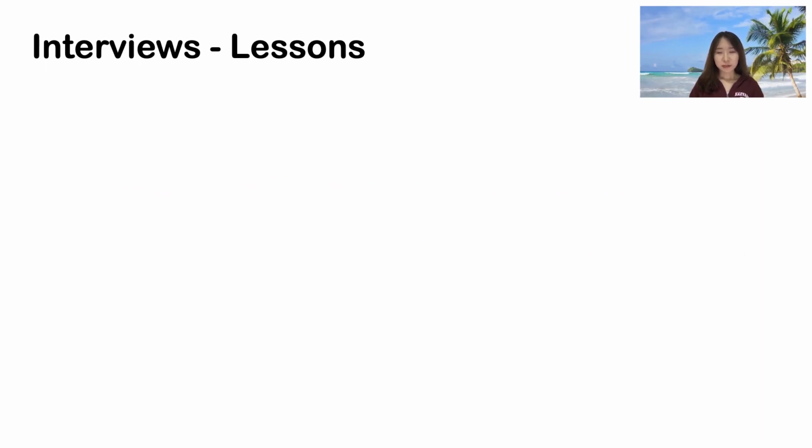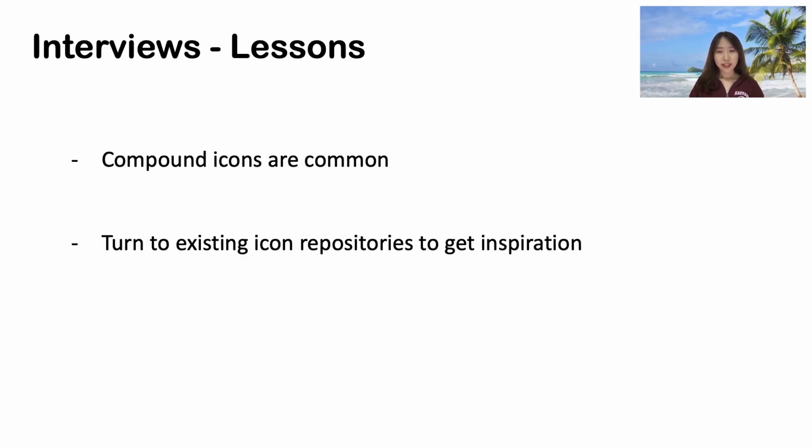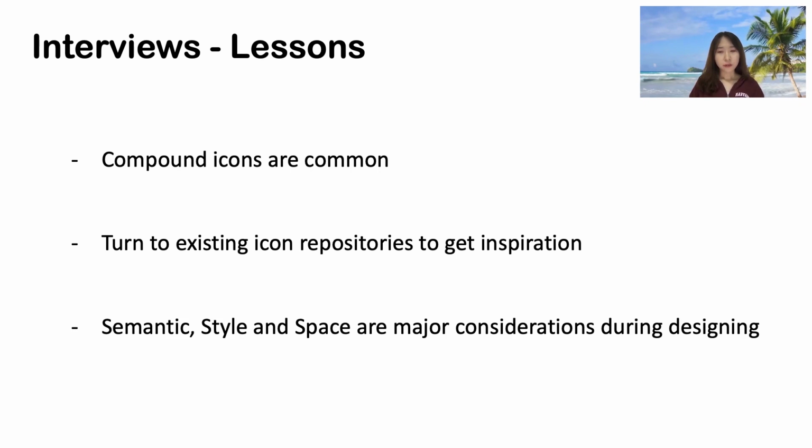In summary, there are 3 main lessons from the interviews. Lesson 1, compound icons are common. To create a compound icon, designers begin by brainstorming a set of associated basic concepts to compose together. Lesson 2, designers turn to existing icon repositories to get a sense of how various concepts have typically been visually represented in the past. Simpler icons corresponding to basic, easily recognizable concepts are remixed together. Lesson 3, a few variants are created after several iterations, and the final selections are made based on mainly 3 factors: semantics, style, and space.